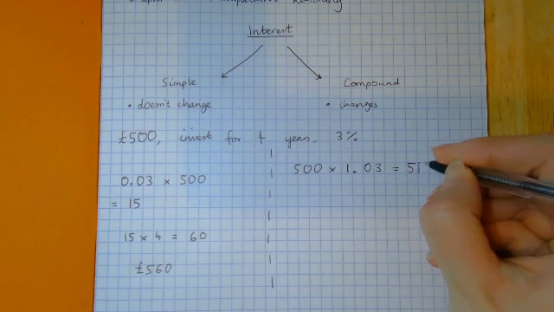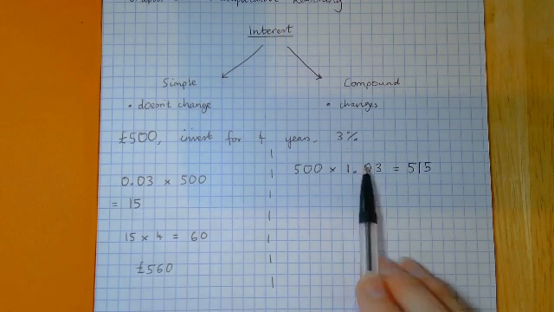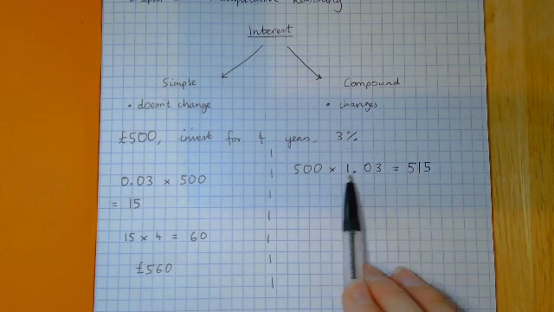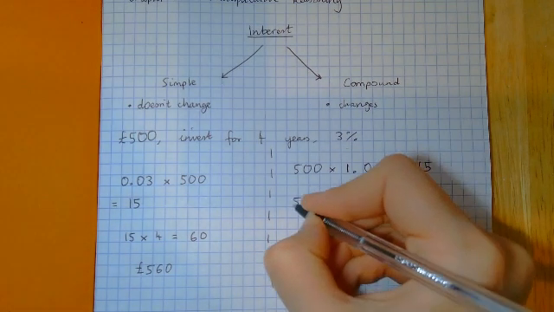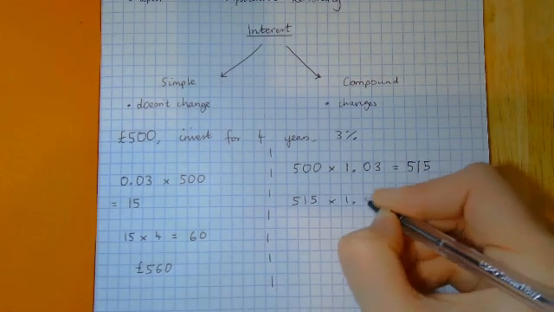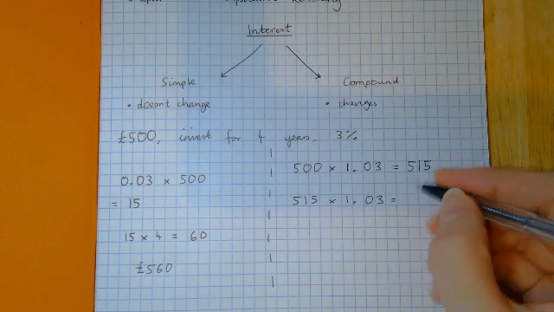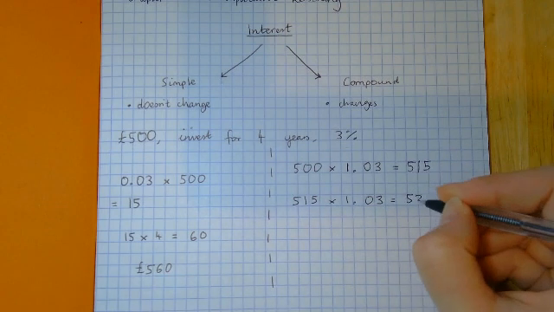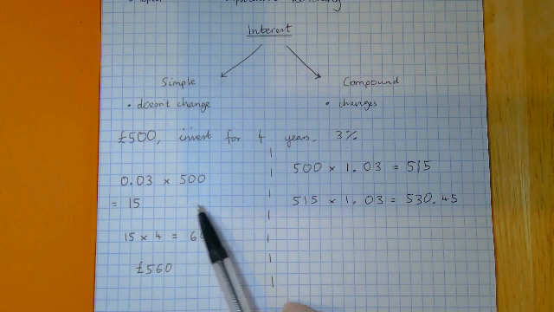So that's what I'm going to have after the first year. I'm going to add my 3%, which we knew was £15, onto my 500. And I can do that in one calculation. Right, and then, in the second year, well, I've got this much in my bank account now, and I need to increase that by 3%. So now it's not going to be 15, it's going to be, I am secretly using a calculator here, £530 and 45 pence.